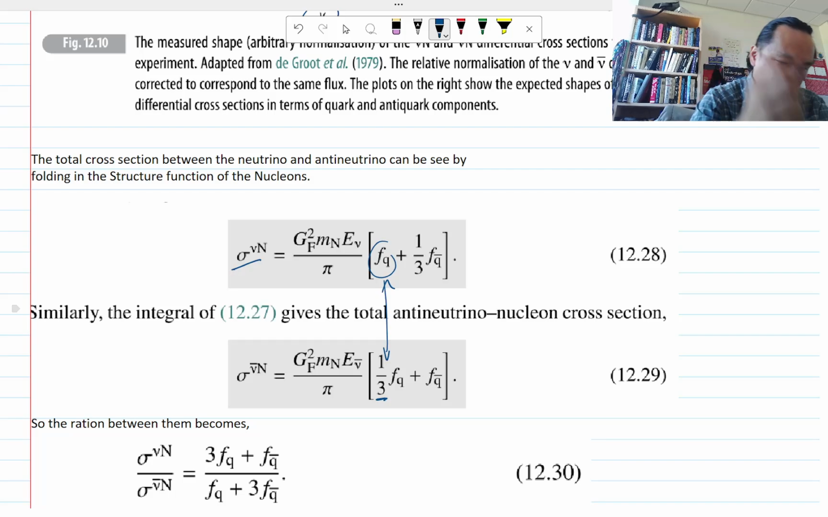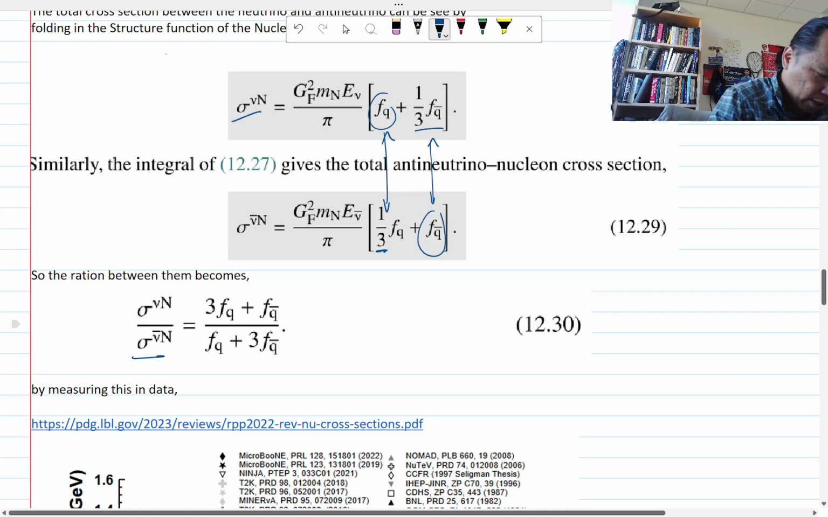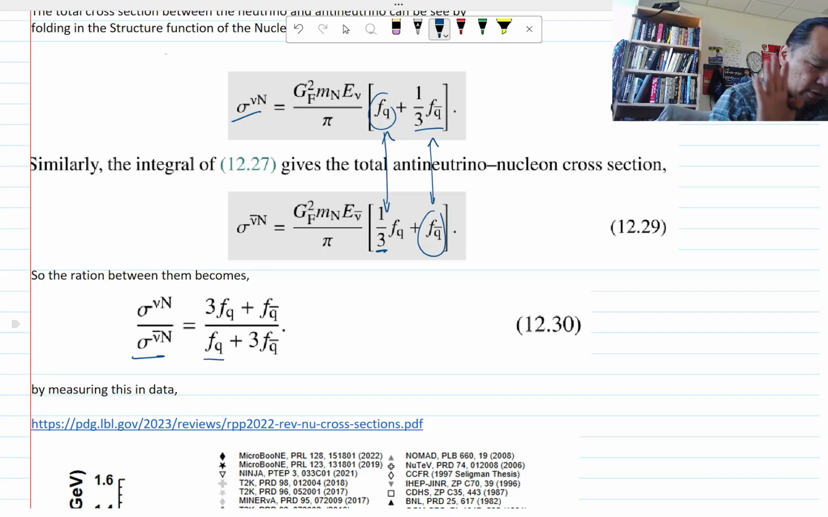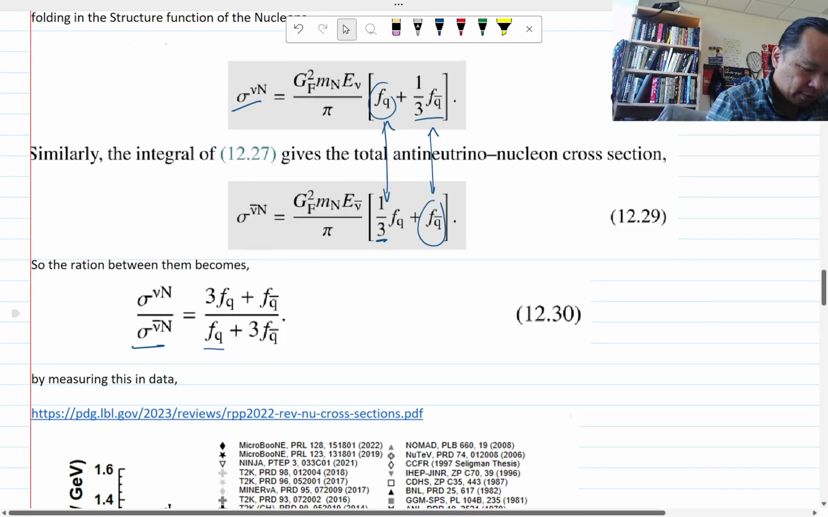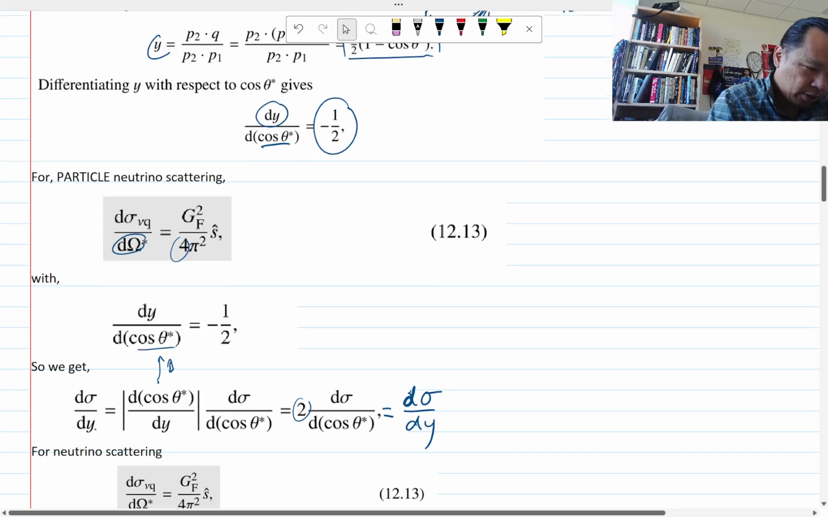That's great. But the thing is, you have this contribution from the anti-quarks inside your protons and neutrons. Therefore, the ratio between the two is 3 times the fraction of quarks plus 1 times the fraction of anti-quarks inside your protons or neutrons, divided by the fraction of quarks plus 3 times the fraction of anti-quarks inside your protons and neutrons. You can basically see this from up here already if you do this ratio.